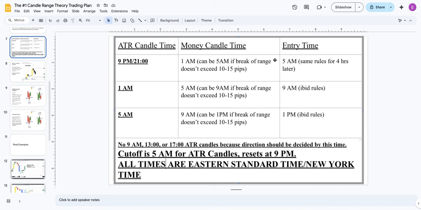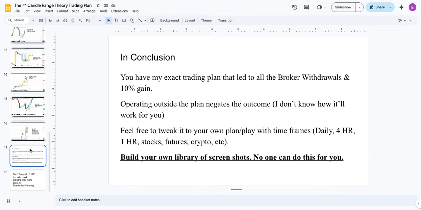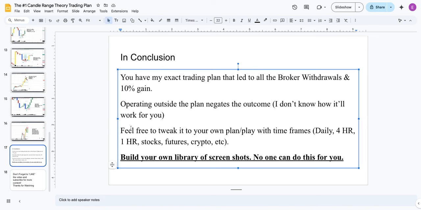I let the market show me what it wants to show me, and then I react to it. I don't try to predict. I don't try to enter when I see an ATR candle. I need to see a money candle first. That's what helps put the odds in my favor. Okay. So you don't want to be early to a trade, and you don't want to be late either. Show up on time.